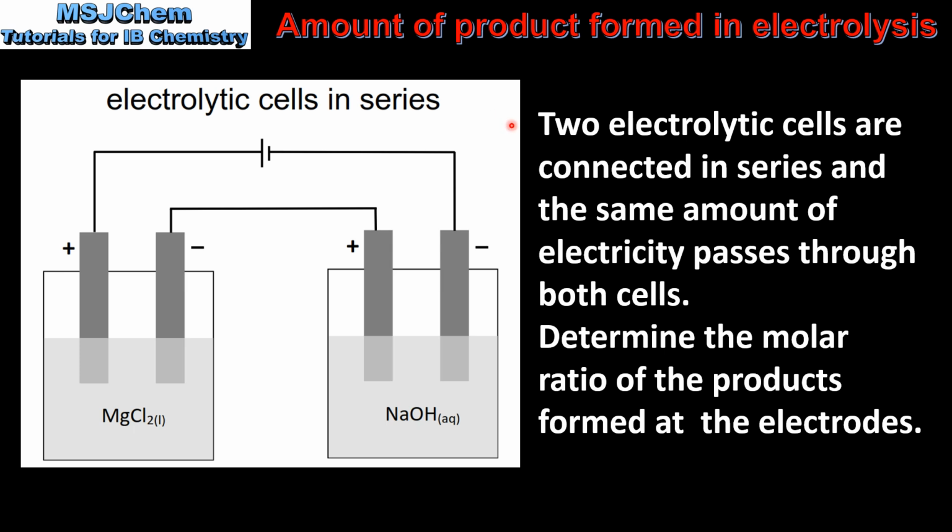So let's look at an example. 2 electrolytic cells are connected in series and the same amount of electricity passes through both cells. Determine the molar ratio of the products formed at the electrodes.